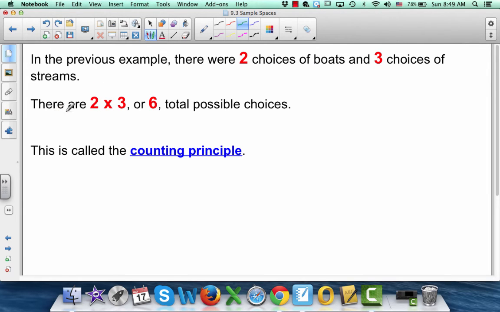So all we had to do was go 2 times 3, and that gives us 6 total possible choices. This is called the counting principle. All you've got to do is take the number of choices times the number of choices, and you get the total possible choices. The counting principle.